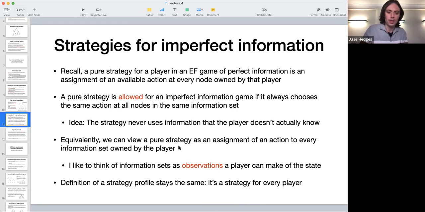Okay, and so the secret here is I like to think of information sets as observations that a player can make about the game state. So an observation is kind of an imperfect observational measurement of the game state, where you get some uncertainty about where you are. So this is the general principle that a pure strategy should be a function from observations to actions. So for every information set we're in, we choose an action. Now, the definition of a strategy profile is going to stay the same. It's going to be a choice of strategy for every player.